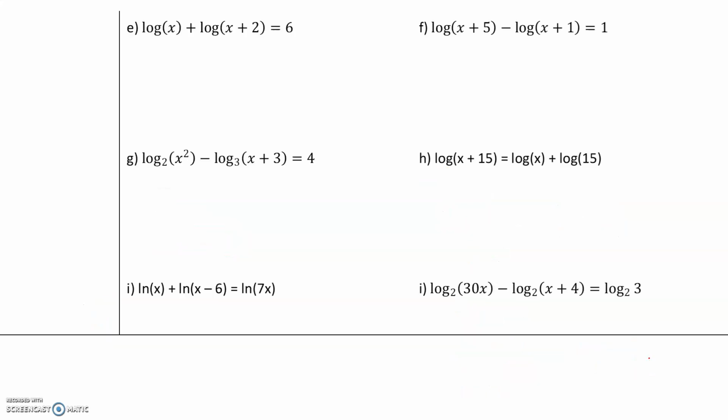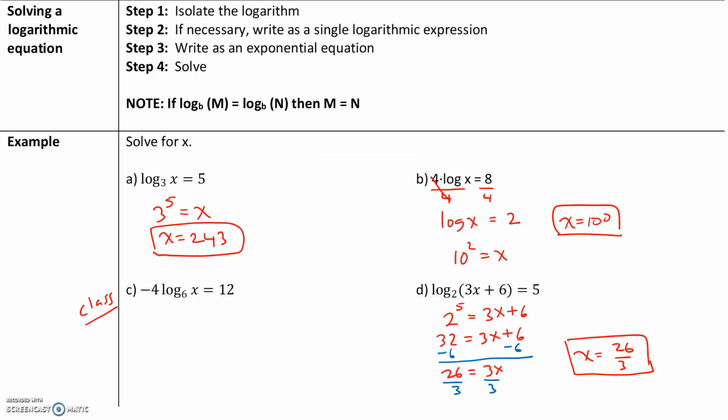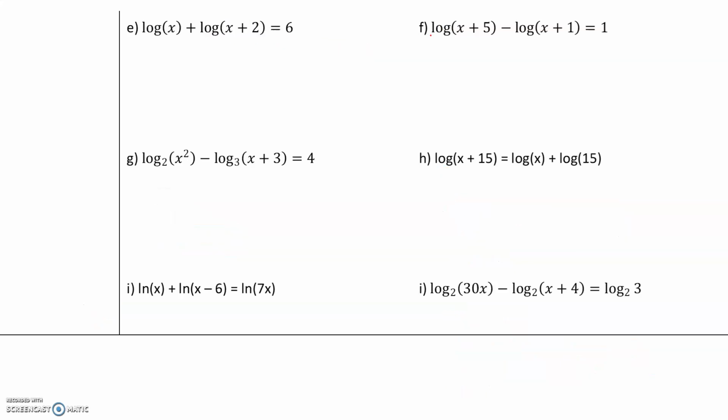All right, let's go to the next one, letter E. We have log of x plus log of x plus 2 equals 6. So step 1, isolate the logarithm. None of the logs have a coefficient, but step 2 says, if necessary, write as a single logarithmic expression. Before we can solve, we have to have a single expression involving logarithms. So how do we do that?